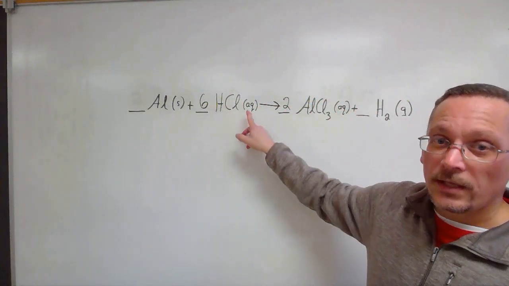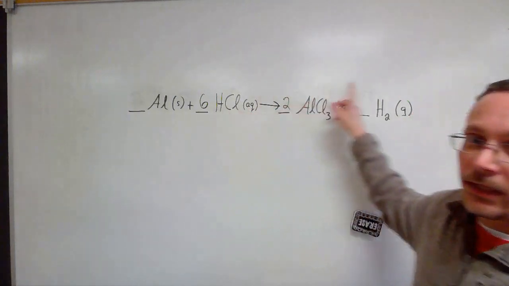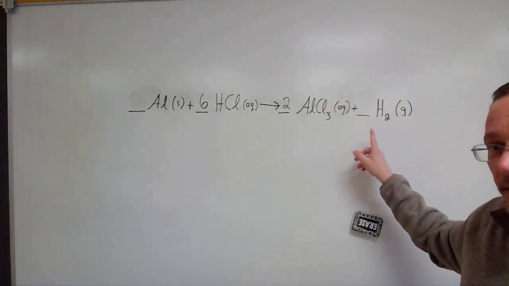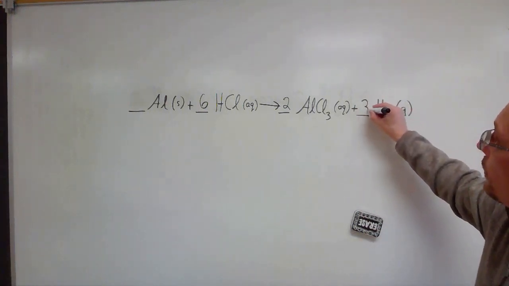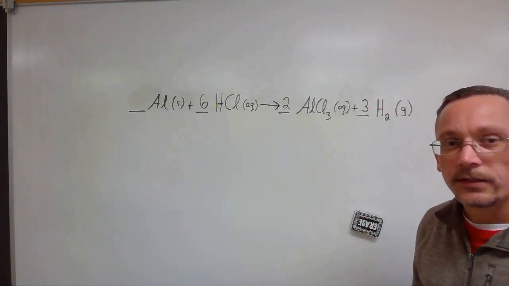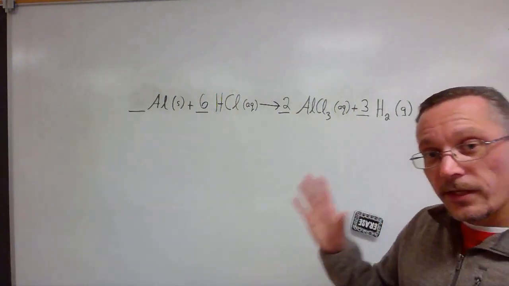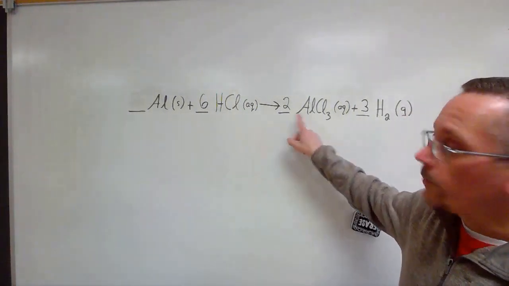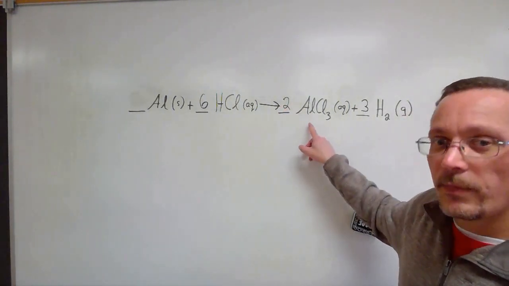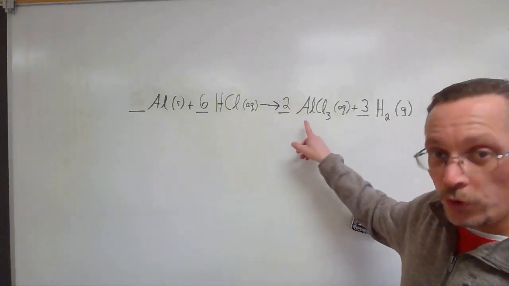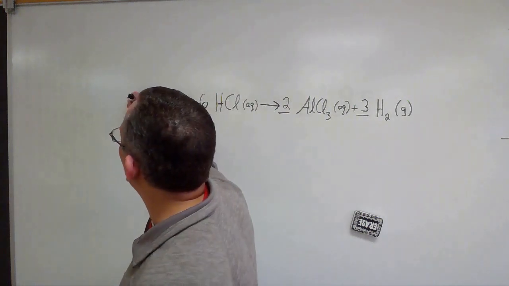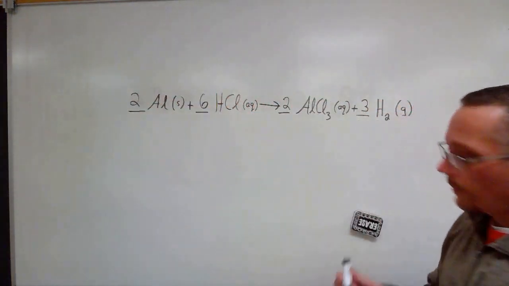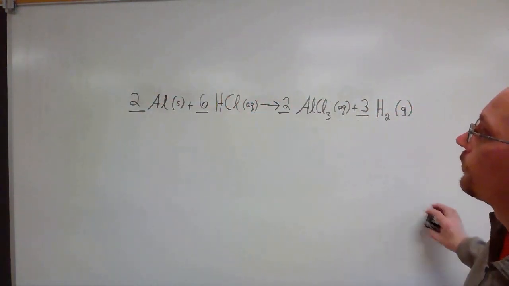So now I have 6 hydrogens over here. Can I make 6 hydrogens over here? What times 2 will make 6? 3 times 2 will make 6. And that works out. The only other thing I have to look back on is my aluminums, because putting this 2 here messes up my aluminums. That makes there 2. So I need to make 2 over here on this side. So there we go.